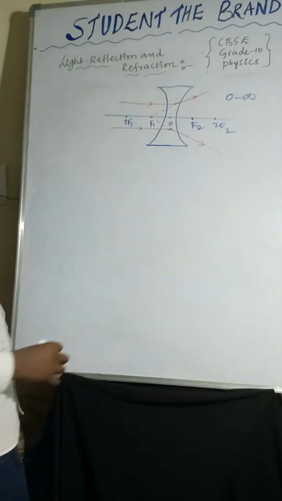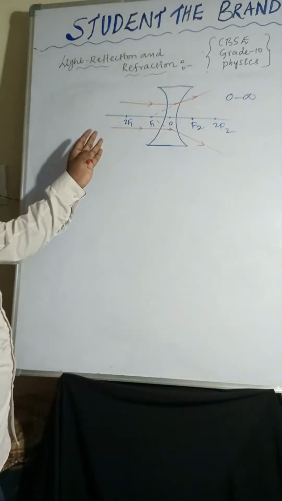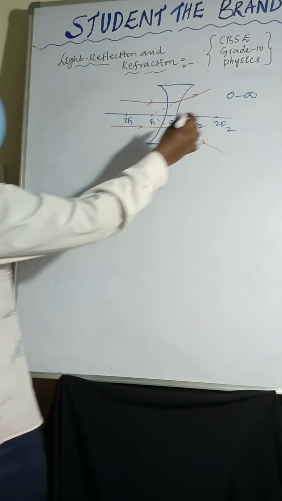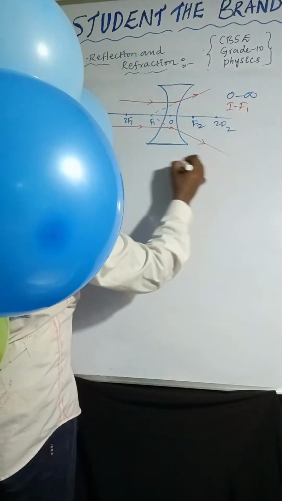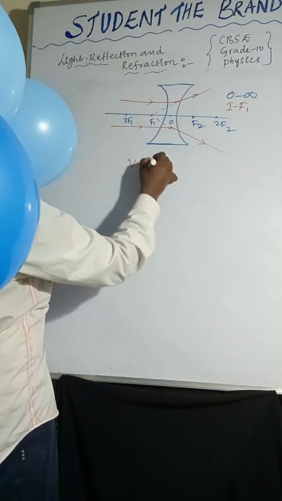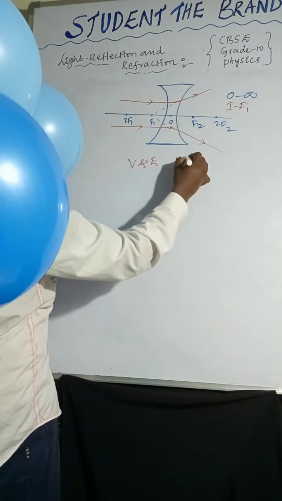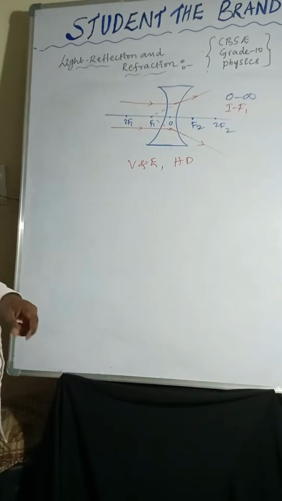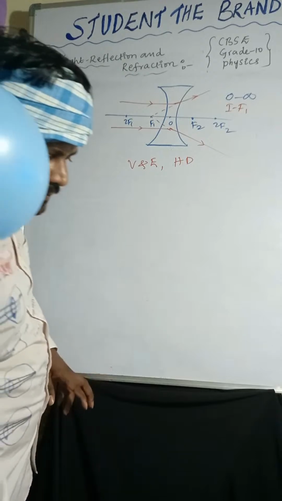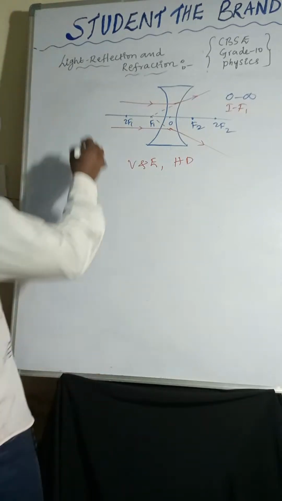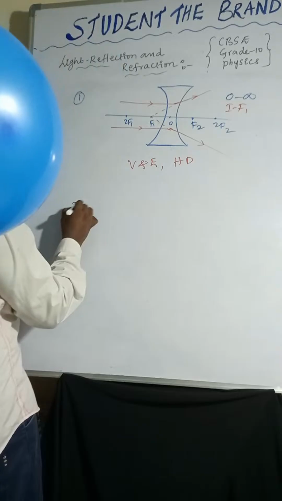So the object is at infinity. Image will form at F1. Nature of the image is virtual, erect and highly diminished. Coming to the next one. First and second.